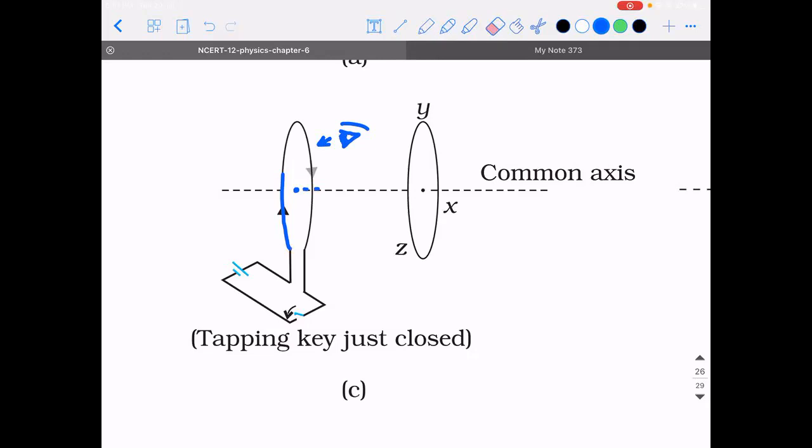They have given one thing, right? The darker one is towards you and this one is away from you. So it is clockwise. Current in clockwise direction means you are facing the south pole. And the tapping key just closed means current will increase from 0 to something. When current is increasing, magnetic field will increase. When magnetic field is increasing, flux will increase. When flux is increasing, what will happen to the coil this side? Now you start looking at the second coil from this side.